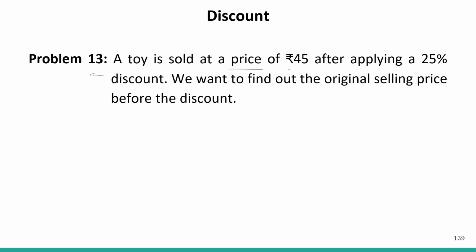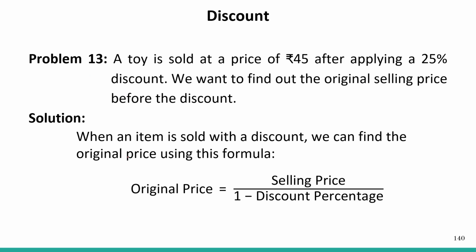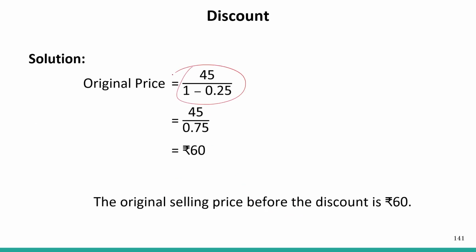A toy is sold at a price of 45 after applying a 25% discount. We want to find out the original selling price before the discount. So original price is equal to selling price by 1 minus discount percentage. This is the formula that we already know. So utilizing the numerical values in the formula, what we are left with is 45 by 0.75, that is equal to 60 rupees. So the original selling price before the discount is 60 rupees.